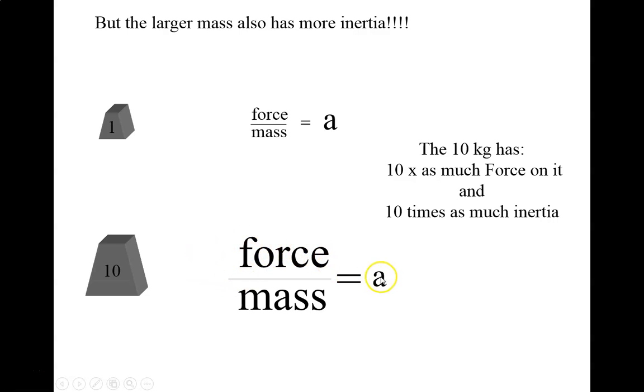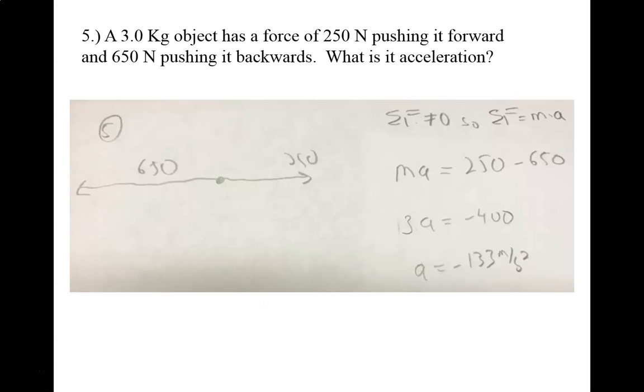So since a equals F over m, when I multiply the force times 10, because the mass is multiplied by 10, we get the same acceleration. That's why all things fall at the same rate, you know, without air resistance.